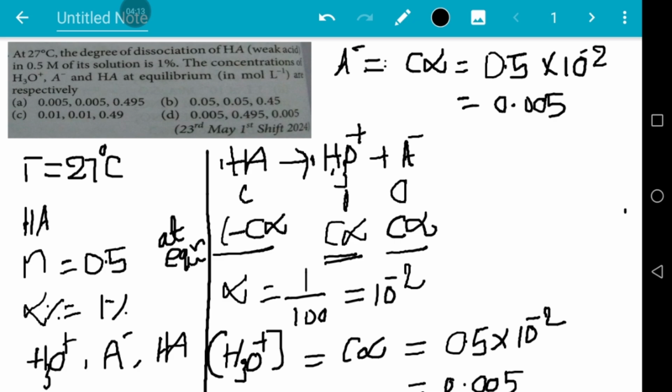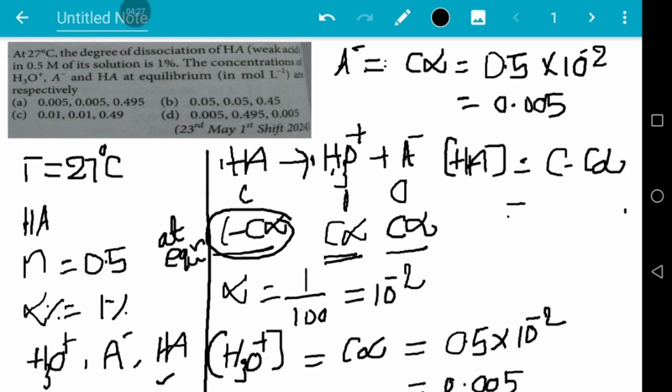Now they are asking one more, the HA concentration. HA remaining at equilibrium is C minus C alpha. C is the molarity, so 0.5 minus C alpha, which is 0.005. If you subtract 0.005 from 0.5, you get 0.495. This is the HA concentration, so this is the answer.